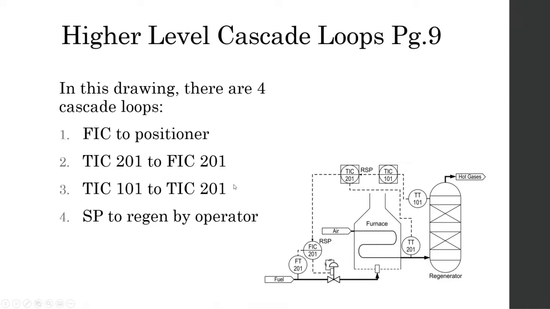And that's why they say that they're very common. They're so common that they almost exist everywhere and we just never really think about them. So cascade, very common, very beneficial in lots of applications.